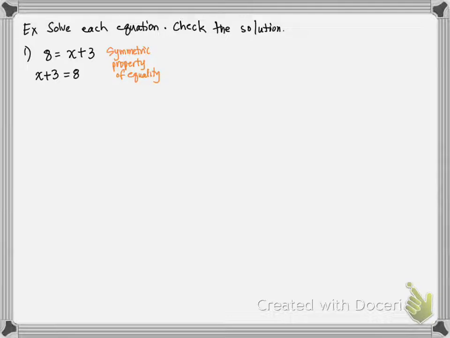Then I notice we have addition, so we're going to use subtraction. That's subtraction property of equality. We get 0 here, so we just get x, and then 8 take away 3 is 5. So then we're going to check.